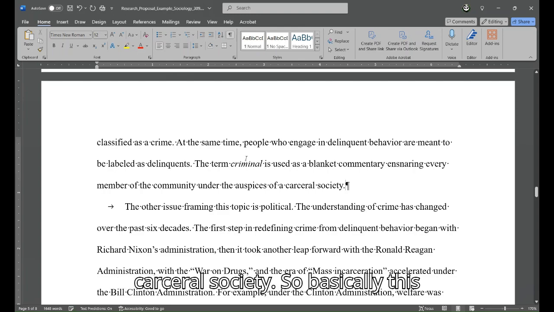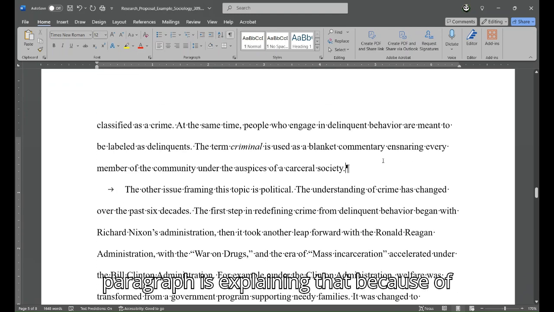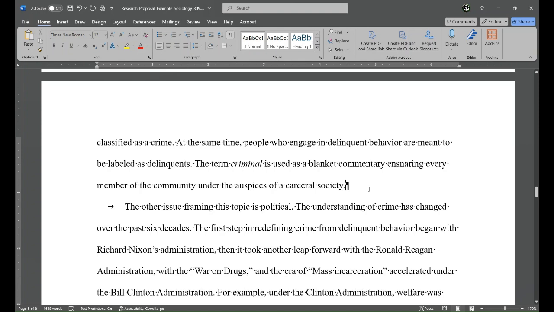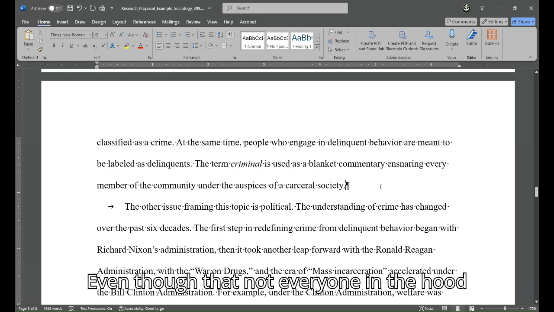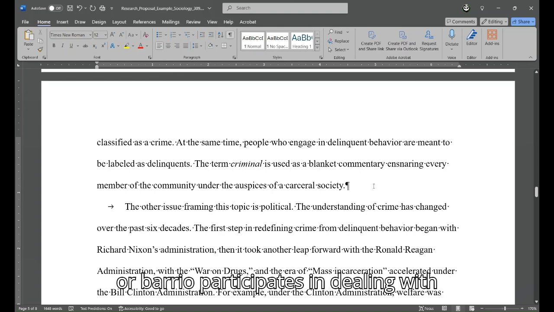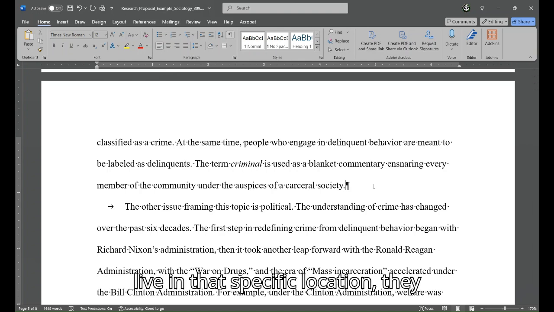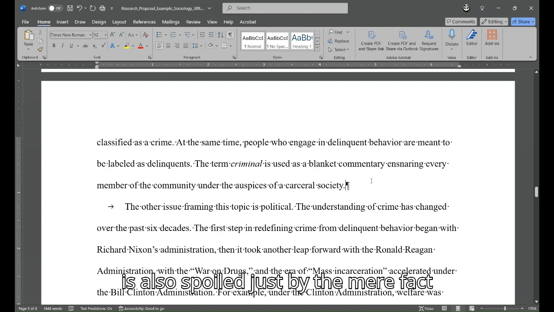a carceral society. So basically, this paragraph is explaining that because of the extensive practice of over-policing these communities, it has a negative impact where every member of the hood or barrio is considered a potential criminal. Even though not everyone in the hood or barrio participates in delinquent behavior, just by the mere fact that they live in that specific location, their identity is also spoiled. Right. So hopefully that makes sense.